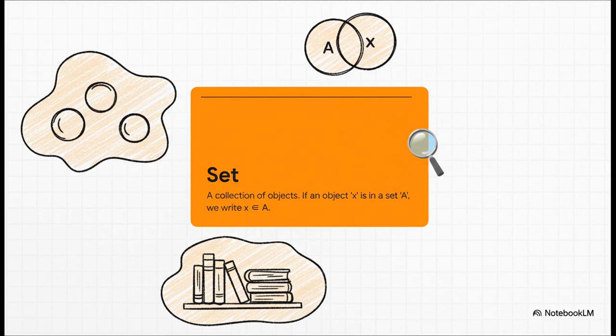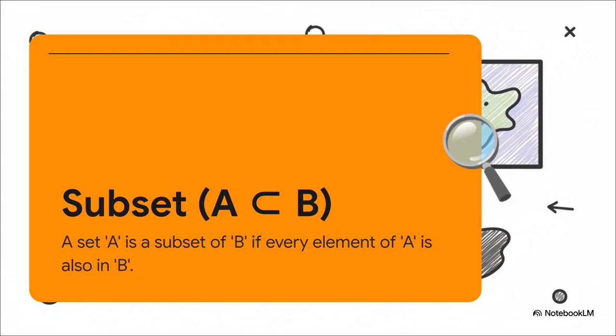So, what is a set? I mean, logicians can spend their entire careers on a super rigorous definition. But for our purposes, it's actually beautifully simple. A set is just a collection of things. You can think of it as a bag of stuff. The numbers 1, 2, and 3, that's a set. All the books on your shelf, that's a set too. And if some object x is in that bag, we just say x is an element of the set A. Simple as that.